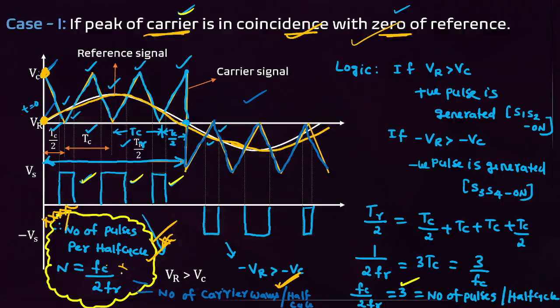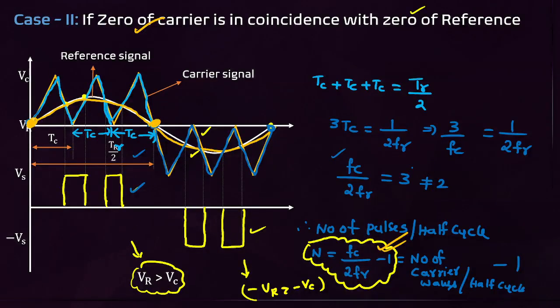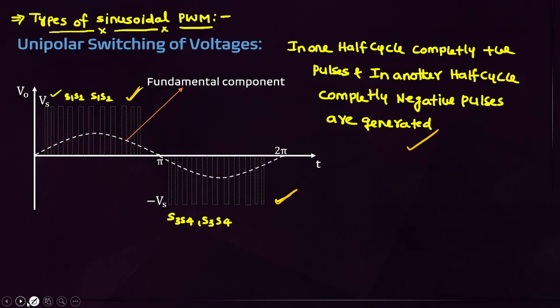How many pulses are there for a half cycle? FC by 2FR. The derivation of all this is not important, but you have to remember how many pulses there are for a half cycle. When the zero of the carrier and the zero of the reference coincide, the number of pulses for a half cycle is equal to FC by 2FR minus 1. FC by 2FR minus 1, that you have to concentrate on.